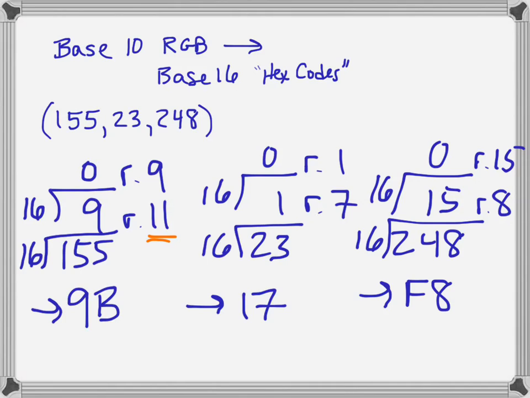And then finally we would just string all of these together as a 6-digit hex code. So we would write this as #9B17F8. And that's it.